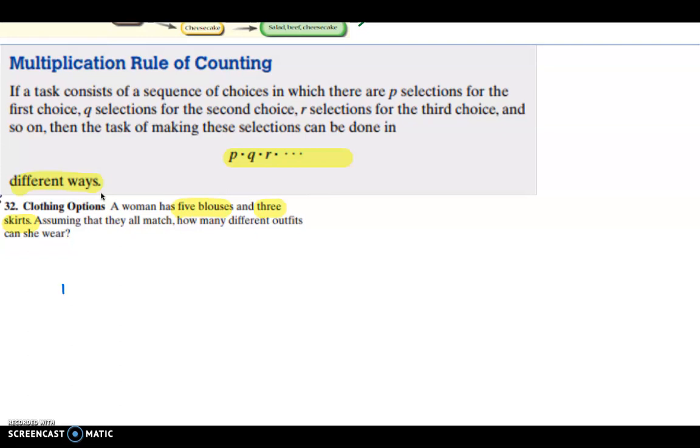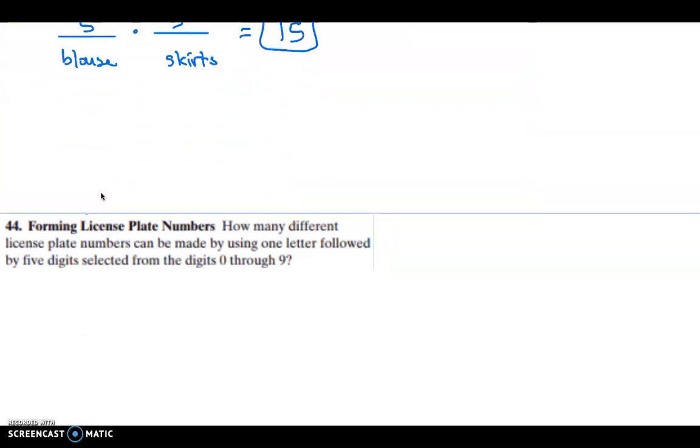Well, so the blouse is going to be one selection, and then the skirts are going to be another. She's got 5 blouses and 3 skirts, and we simply multiply 5 times 3, and there will be 15 different outfits that this woman can put together based off of the 5 blouses and the 3 skirts. Again, assuming that everything matches. Okay, so that's the multiplication rule.